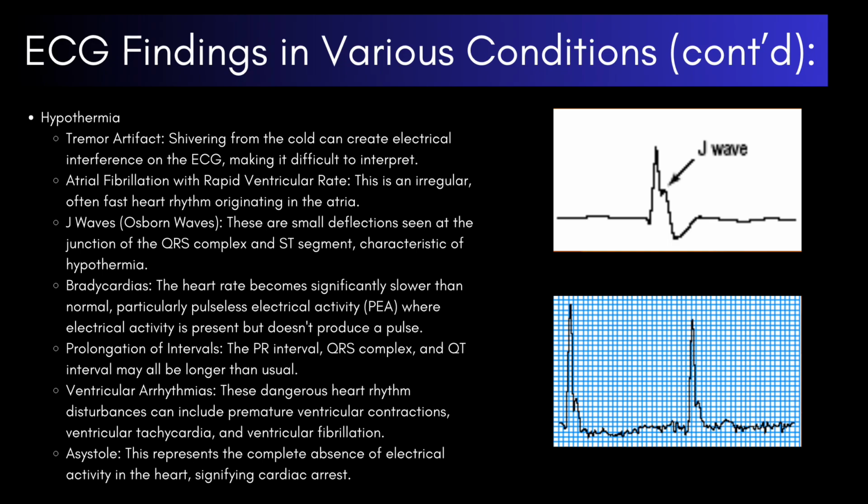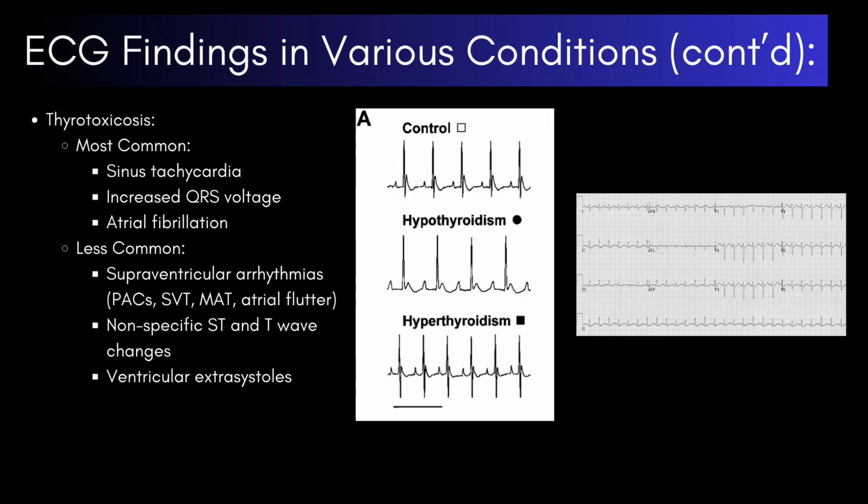The PR interval, QRS complex, and QT interval may all be longer than usual. Ventricular arrhythmias. These dangerous heart rhythm disturbances can include premature ventricular contractions, ventricular tachycardia, and ventricular fibrillation. Asystole. This represents the complete absence of electrical activity in the heart, signifying cardiac arrest.